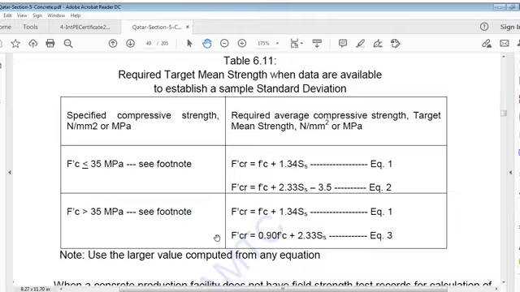For f'c greater than 35 MPa, see footnote: f'cr equals f'c plus 1.34 Ss, which is equation 1 above, and f'cr equals 0.9 f'c plus 2.33 Ss, equation 3.